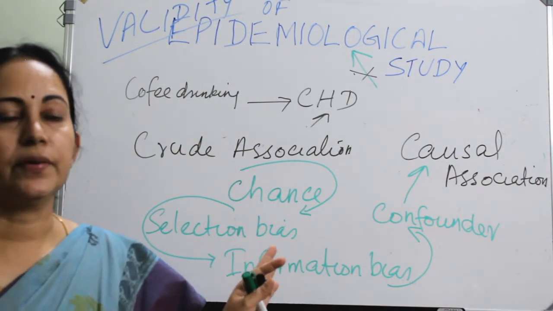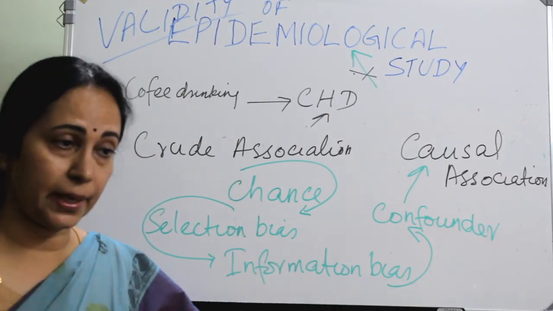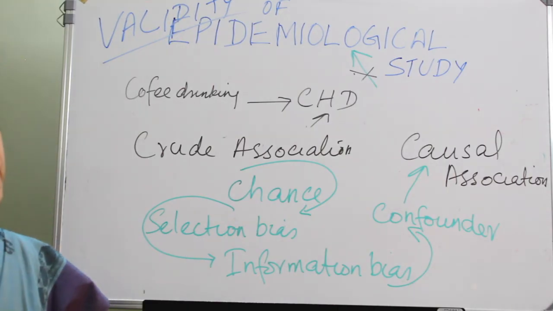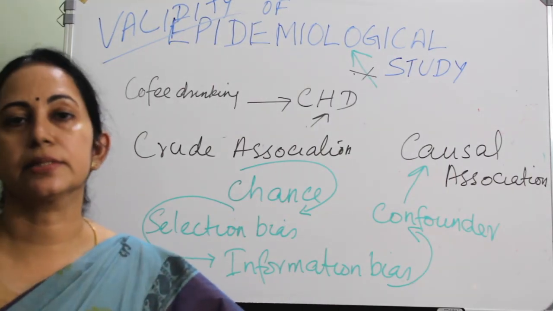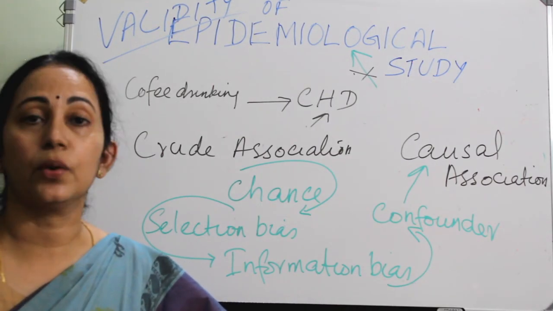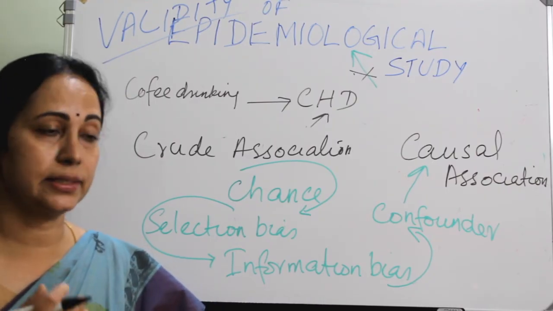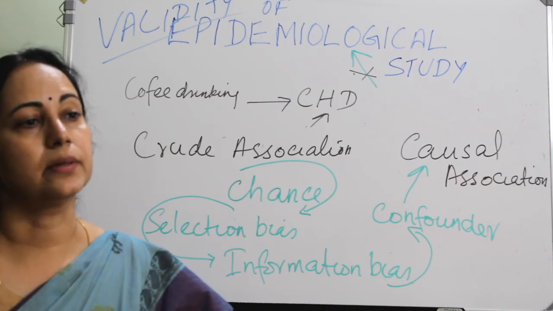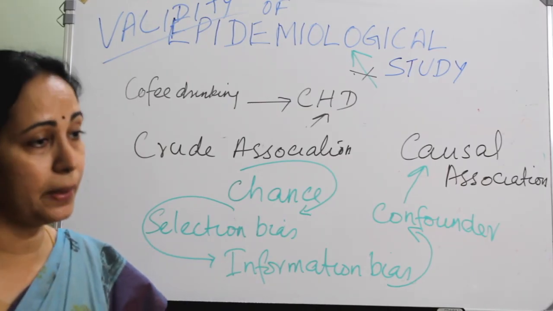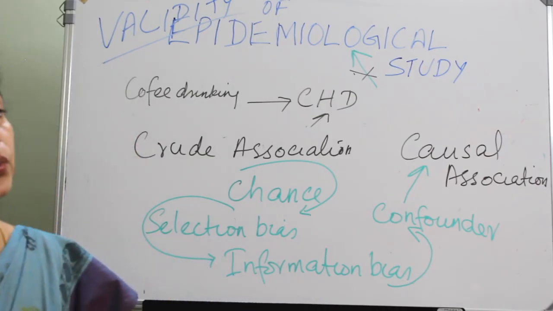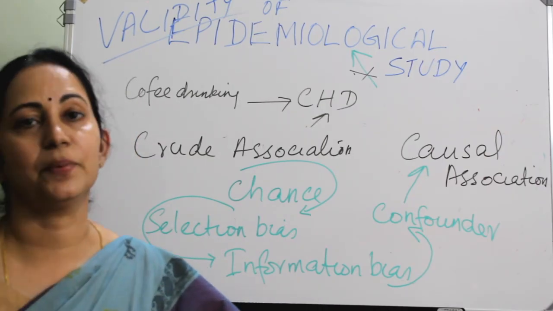So these are the different types of biases or different types of threats to the validity of an epidemiological study. And in some cases, like in a random error, you cannot avoid bias. In those cases, you can state this in your publication or in your paper as a limitation of the study also. Okay, so this is how you have to validate an epidemiological study.